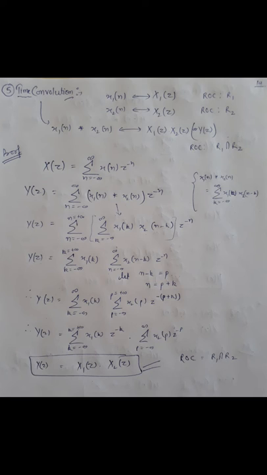Let n minus k be equal to p, so n is equal to p plus k. Replace in the second summation; the limits also change, p varies from minus infinity to infinity, x2[p] z raised to power minus (p plus k). Open this part and we will get two separate parts for the Z transform, one is X1(z) and the second one is X2(z).